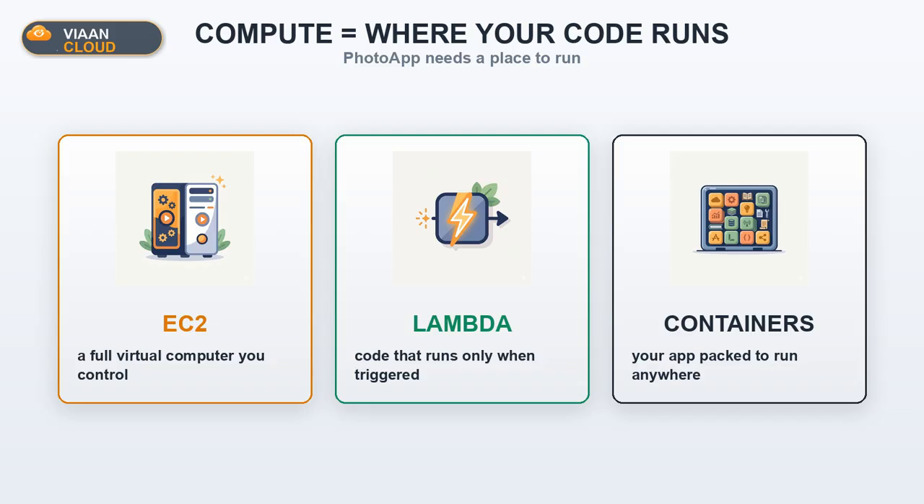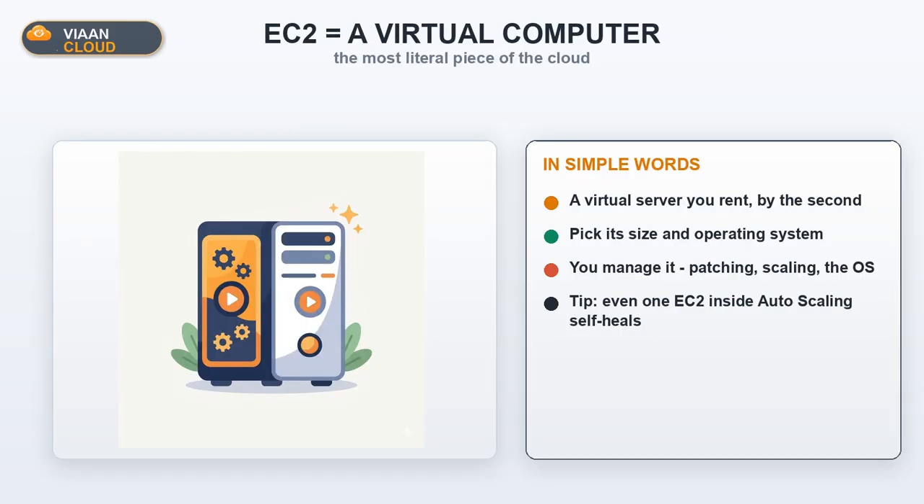Let's meet each one. EC2 is the most literal piece of the cloud, a virtual computer you rent by the second. You pick its size and operating system, and it's yours. The catch, because it feels like your own laptop, you inherit the babysitting: patching, scaling, replacing it if it dies. A handy trick, even a single EC2 placed inside an auto-scaling group heals itself when it fails.